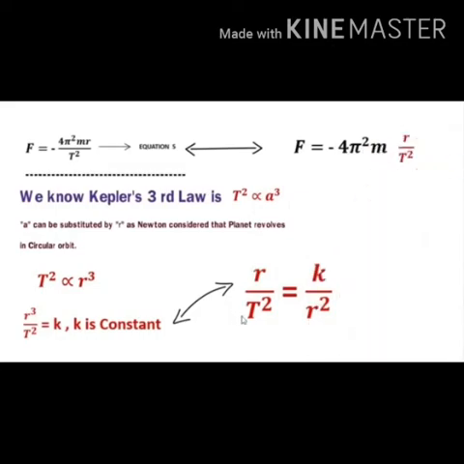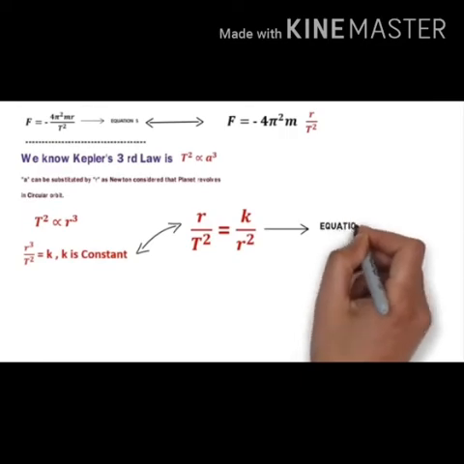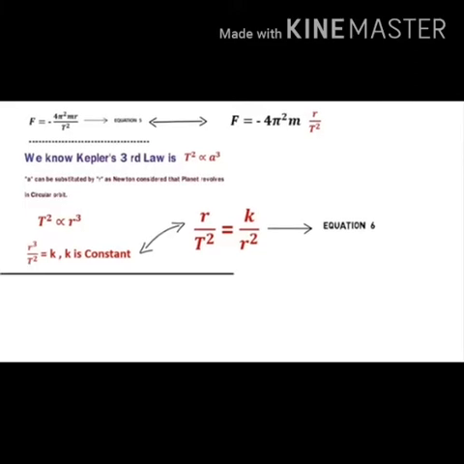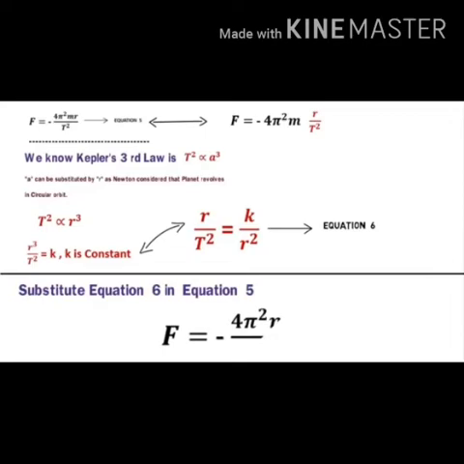According to Kepler's third law, r cube by T square is equal to K, a constant. We rearrange and simplify this equation: r by T square is equal to K by r square. The r by T square value is substituted in the above equation. The force expression of the law of gravitation is F is equal to minus 4 pi square mK by r square.